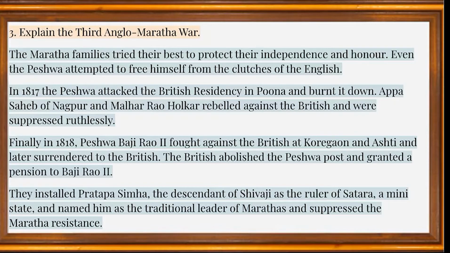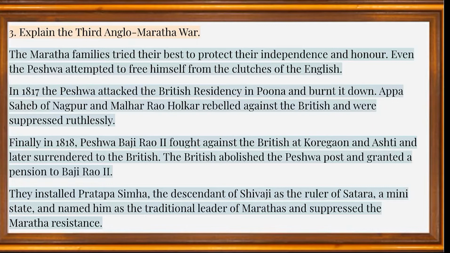Question number 3. Explain the Third Anglo-Maratha War. Answer. The Maratha families tried their best to protect their independence and honor. Even the Peshwa attempted to free himself from the clutches of the English. In 1817, the Peshwa attacked the British residency in Pune and burnt it down. Appa Sahib of Nagpur and Malla Rao Holkar rebelled against the British and were suppressed ruthlessly.